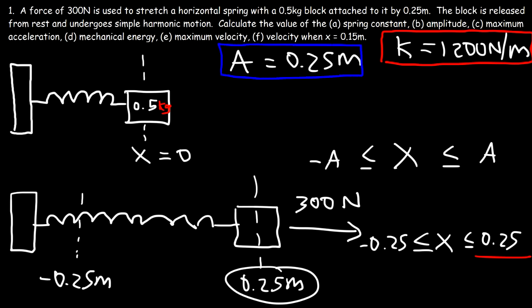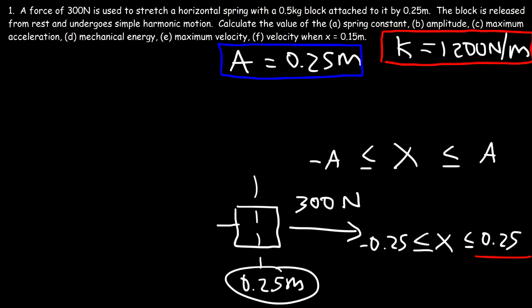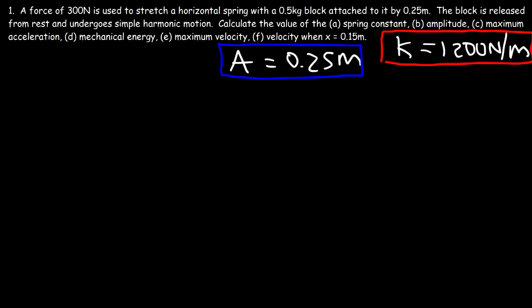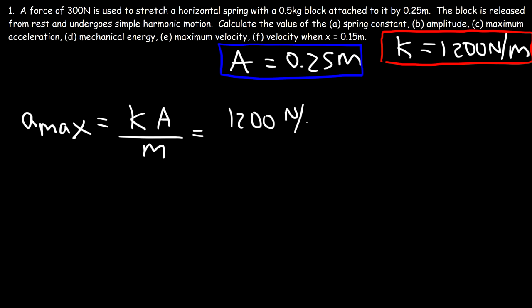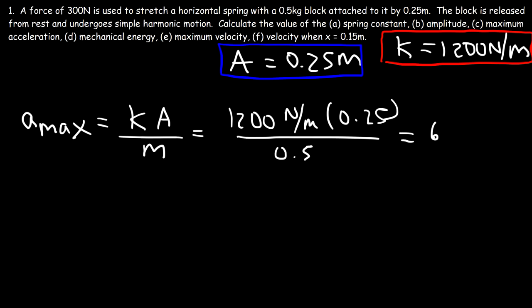Now let's move on to part C. Calculate the maximum acceleration. Now this is a simple formula that can help us get the answer. The maximum acceleration is going to be the spring constant times the amplitude divided by the mass. So we have a spring constant of 1200 newtons per meter. And if we multiply it by 0.25 meters, and then divide it by the mass, which is 0.5 kilograms, the maximum acceleration is 600 meters per second squared.